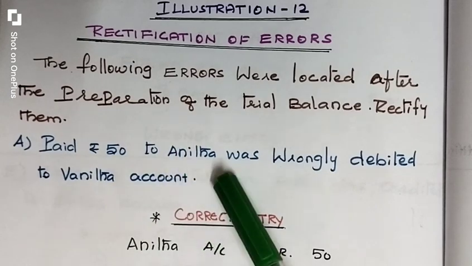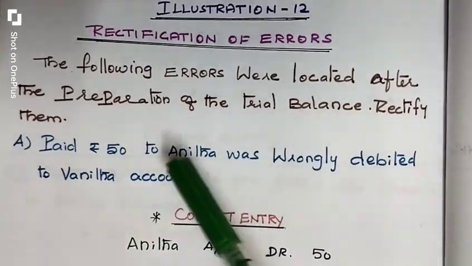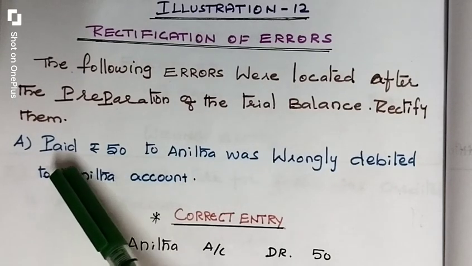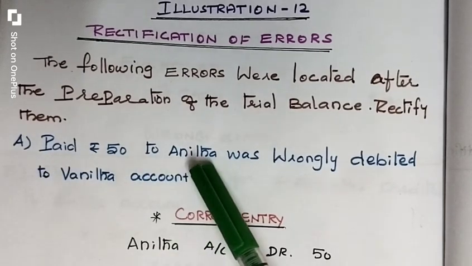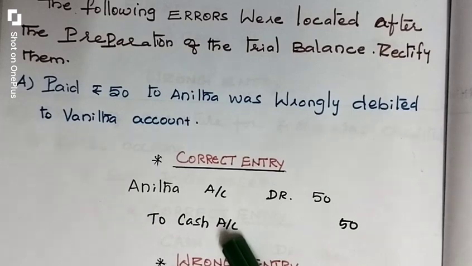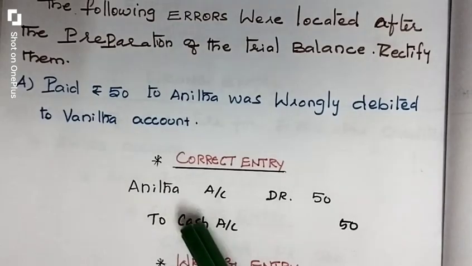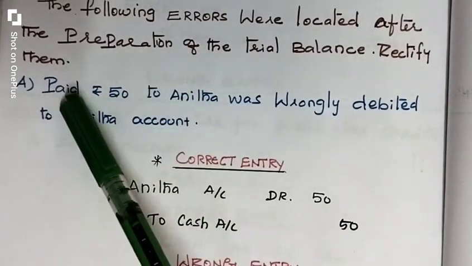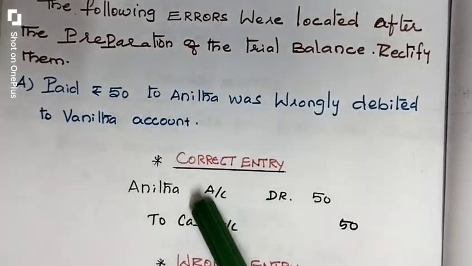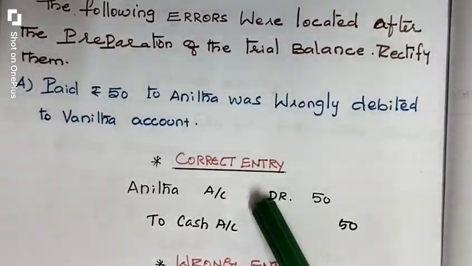Paid rupees 50 to Anita was wrongly debited to Vanita account. What does this transaction tell us? When you paid cash to Anita, your cash account decreased, right? So whenever your cash account decreases, you credit the cash account. Who is the receiver? Anita is the receiver because you paid 50 rupees to Anita. Debit the receiver. Anita account debit 50 rupees to cash account 50 rupees. This is the correct entry.